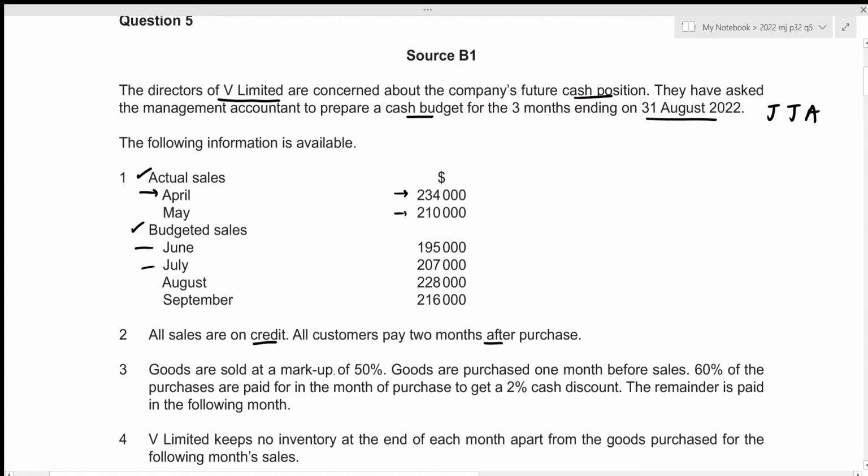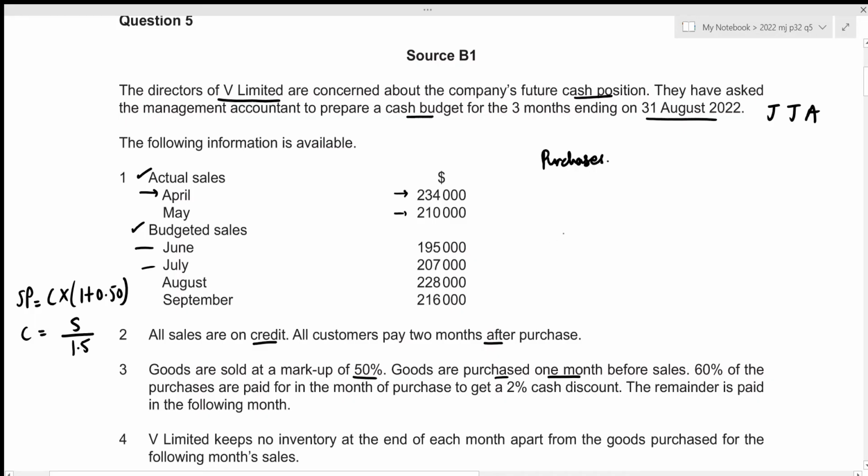Then the goods are sold at a markup of 50%. So this just means that our selling price is 50% more than the cost price. So that will be cost times 1 plus 50%, which you can write down as 0.50, which just means that our cost price is going to be sales price divided by 1.5. And we're also told that the goods are purchased 1 month before sales. So let's figure out our purchases.